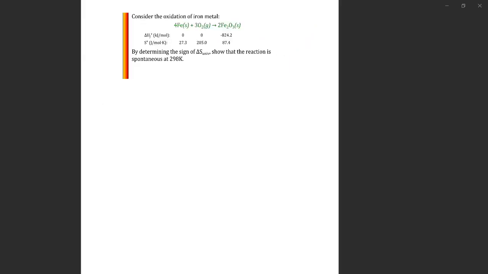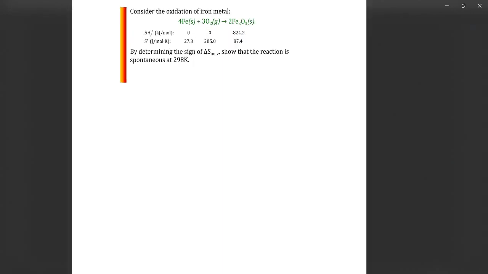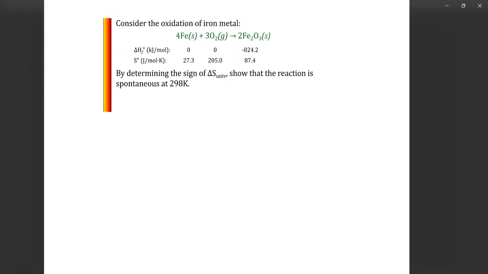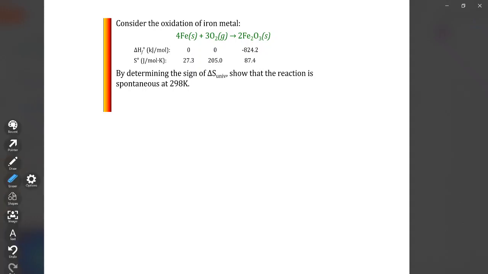Okay, so switching back over here to our workspace, let's give this problem a try. So here's our problem again. This should be similar to what we just looked at. What they want us to do is first calculate delta S of the universe and show that the reaction is spontaneous.